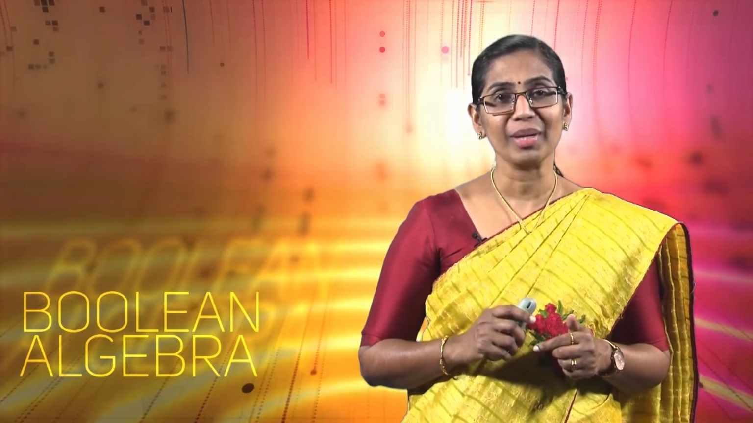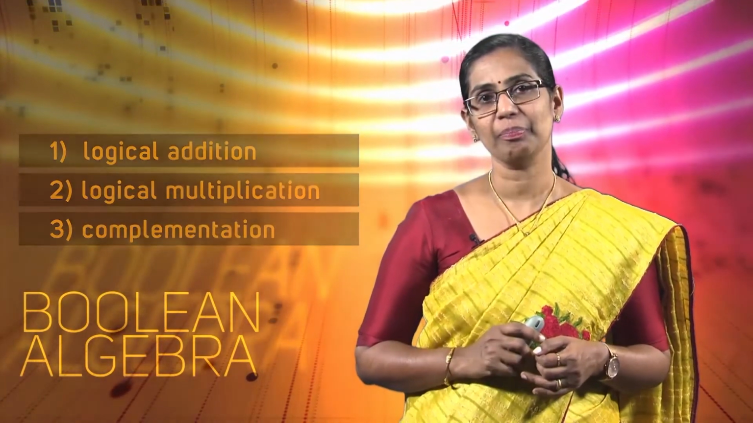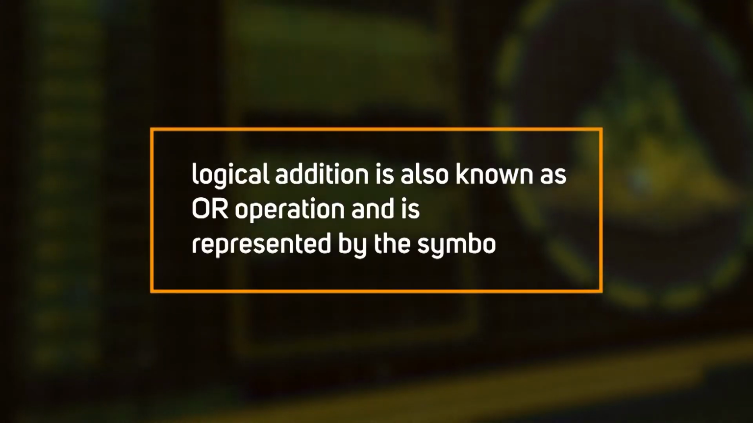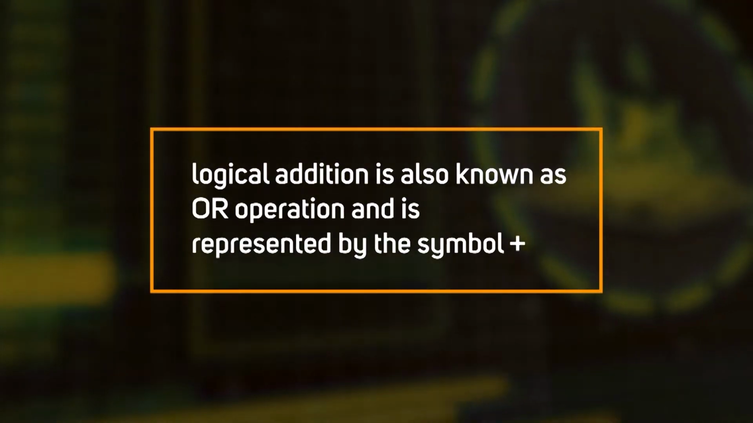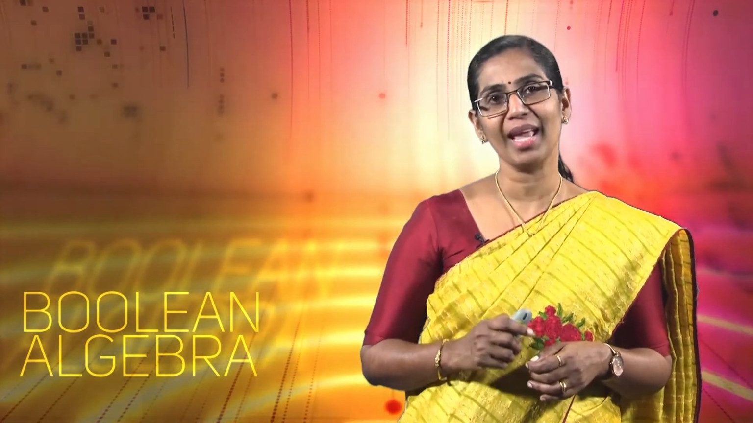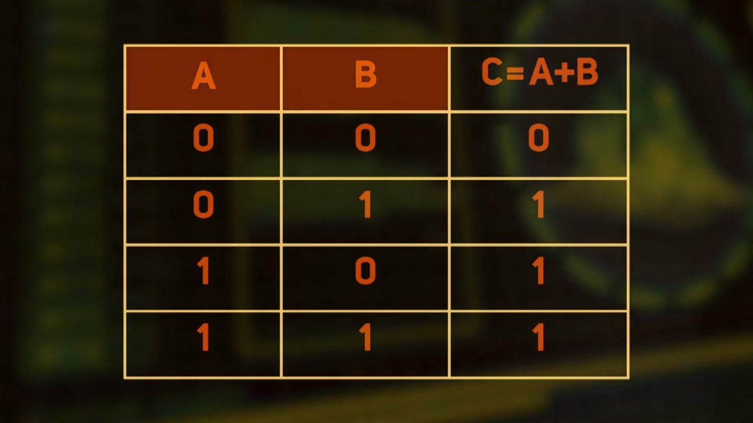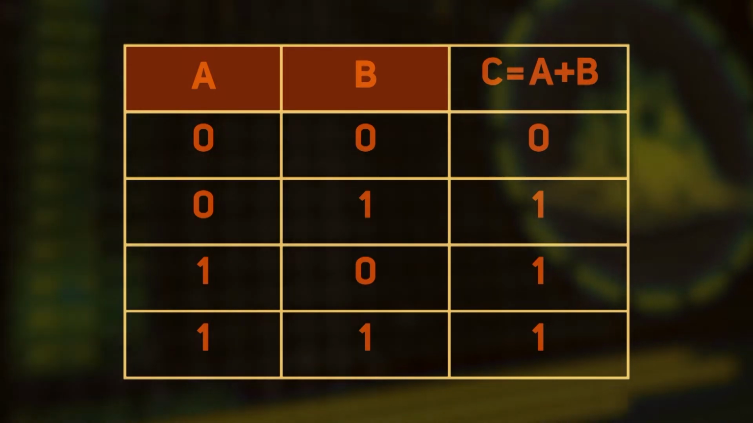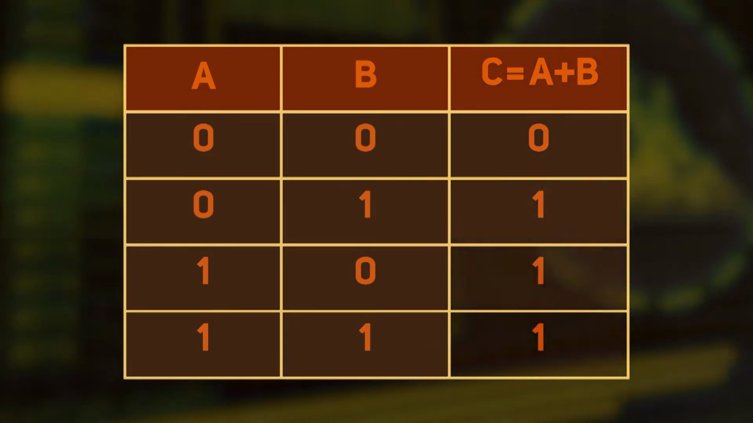The three important operations are logical addition, logical multiplication and complementation. Let's have a discussion on each operation. The first one, logical addition. It is also known as OR operation and is represented by the symbol plus. We can define the plus operator or OR operator by listing all possible combinations of A and B. In the table shown here, we have given two inputs A and B and all possible combinations of its values 0, 0, 0, 1, 1, 0 and 1, 1. And also the result is given.